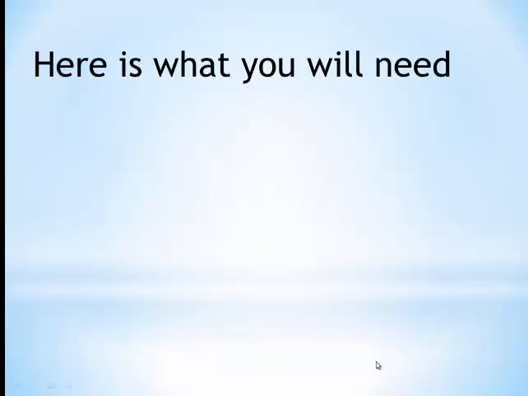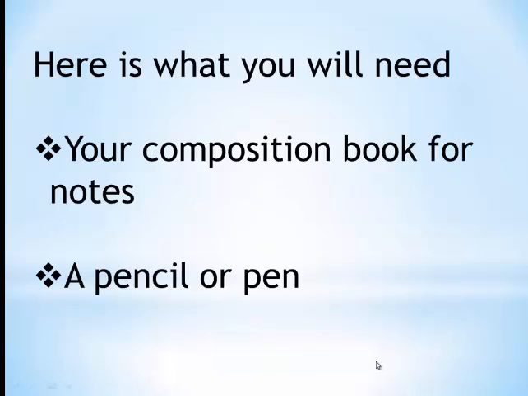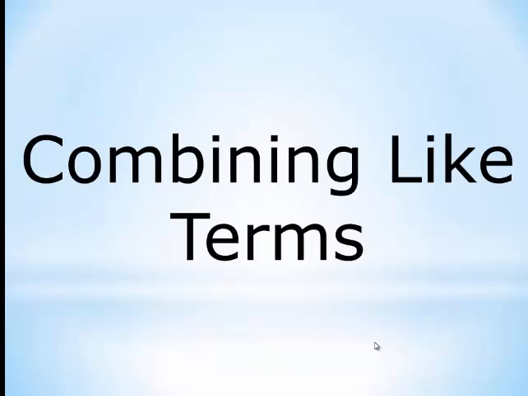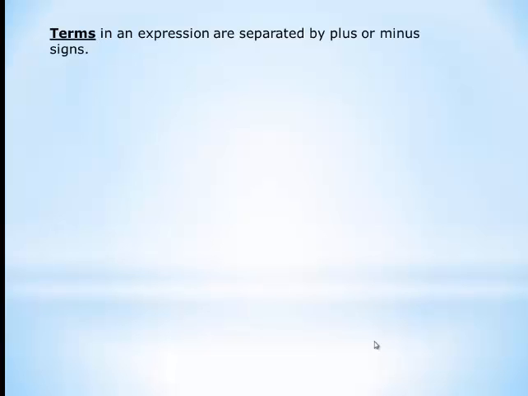Okay, you'll need your composition book for notes and a pen or a pencil. So one of the things we're going to talk about today is combining like terms. And combining like terms is when you put like things together, like apples and apples and oranges and oranges.